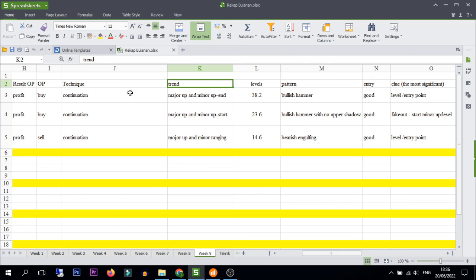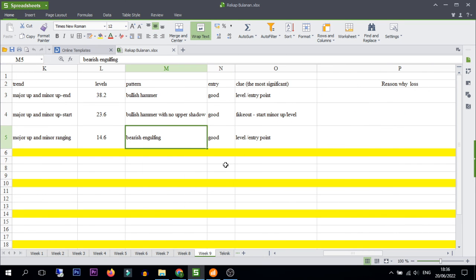So the trend in the number one was the major up, minor up, but the location was at the end of the minor up, and the second one is in the start of the minor up, the major up, and now here in the minor ranging but major up. So I depended on this level to be a resistance, 14.6, and the pattern was bearish engulfing like I told you before. The entry was good. The clue is what is the most significant thing affecting the result of your trade. This is the level and the entry point.